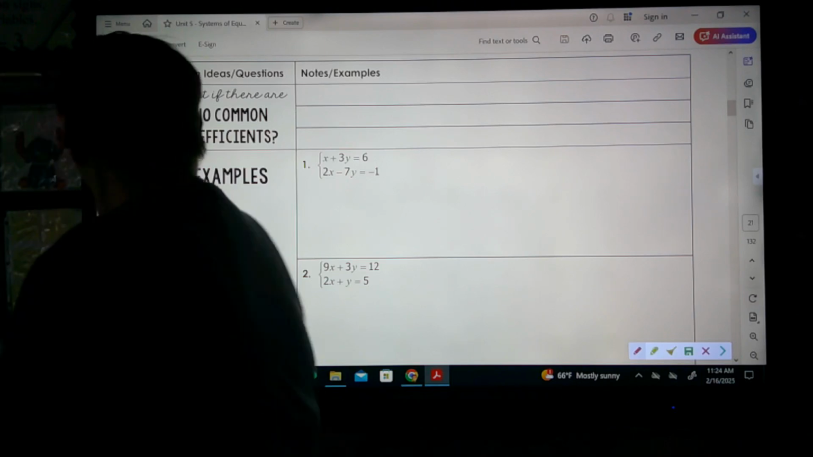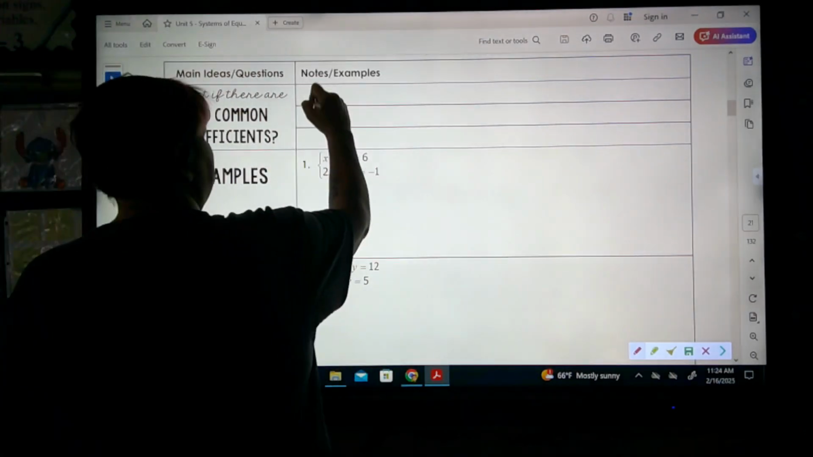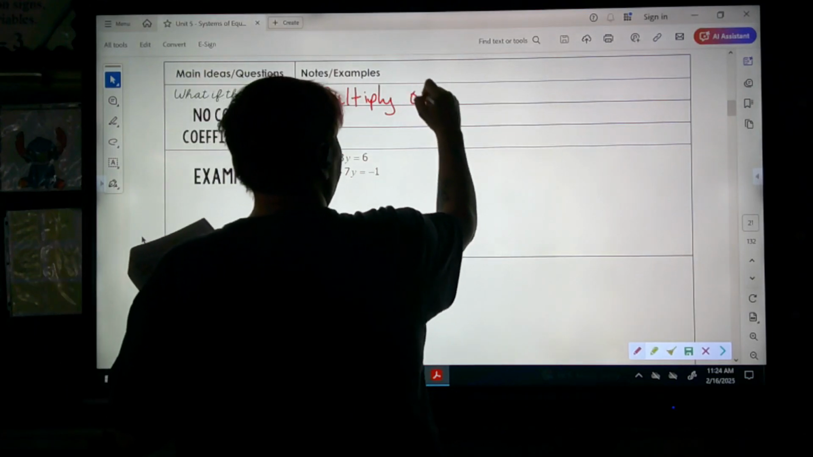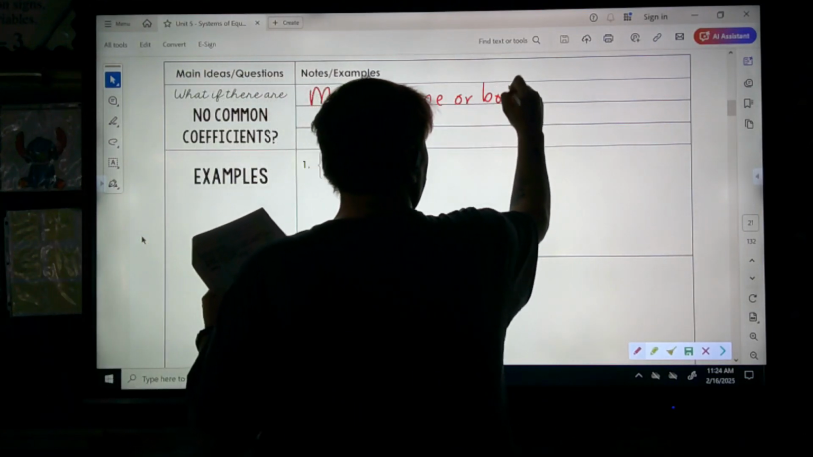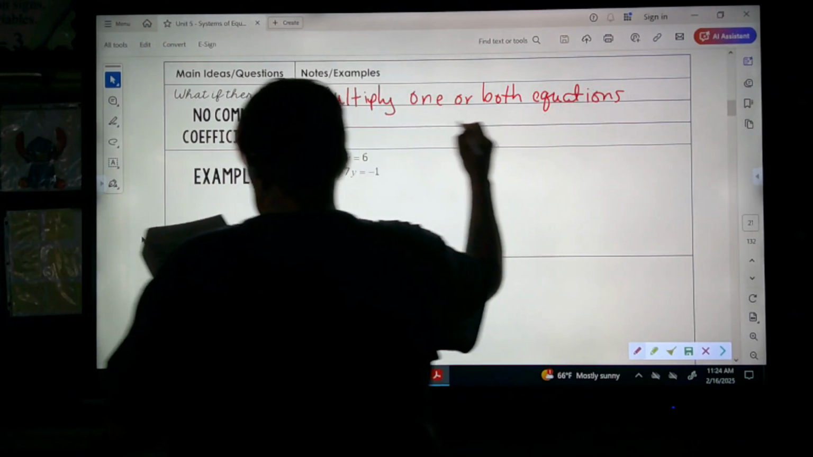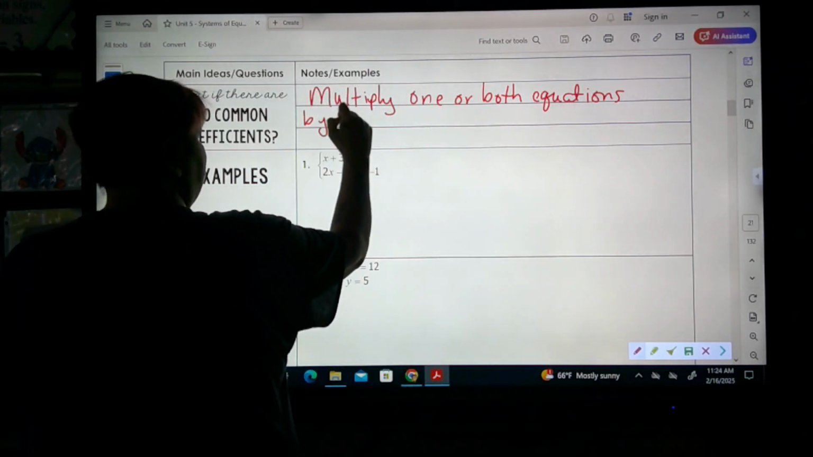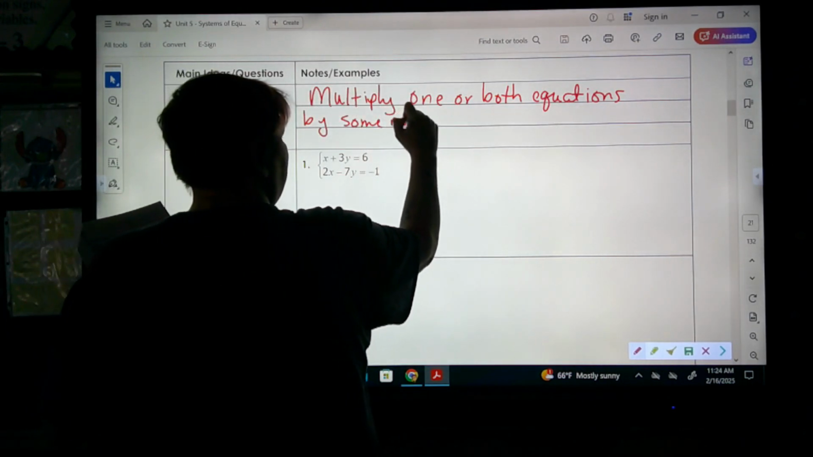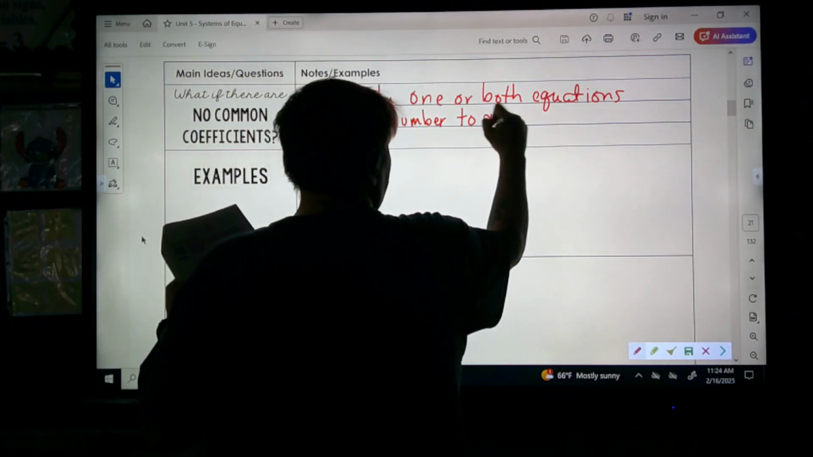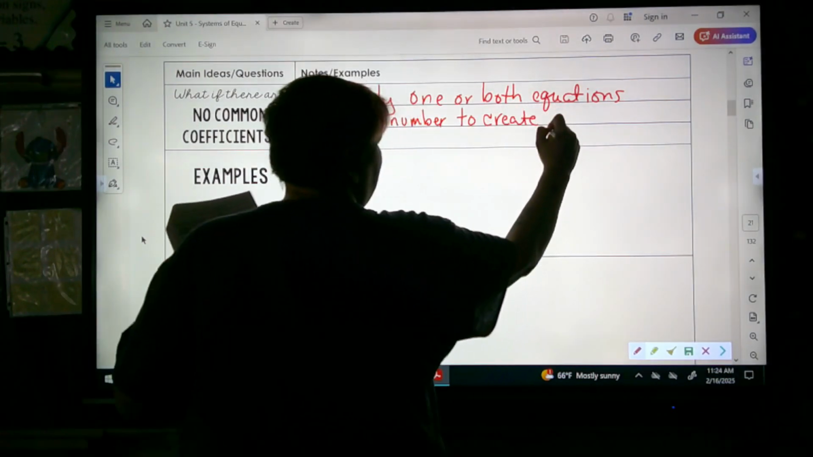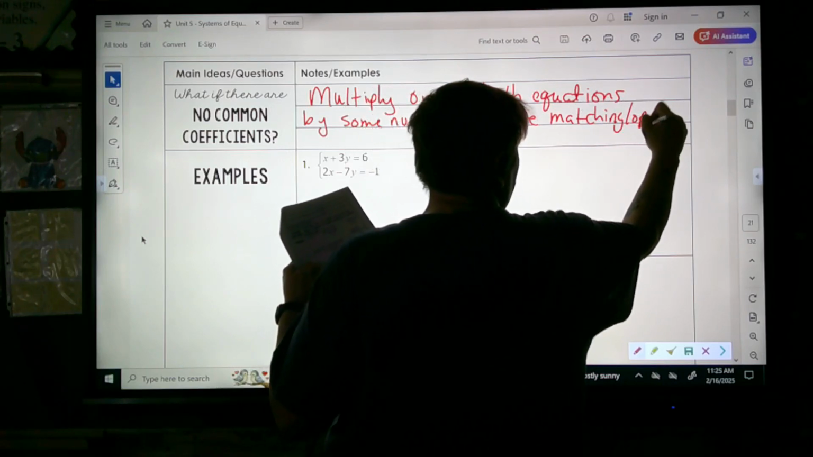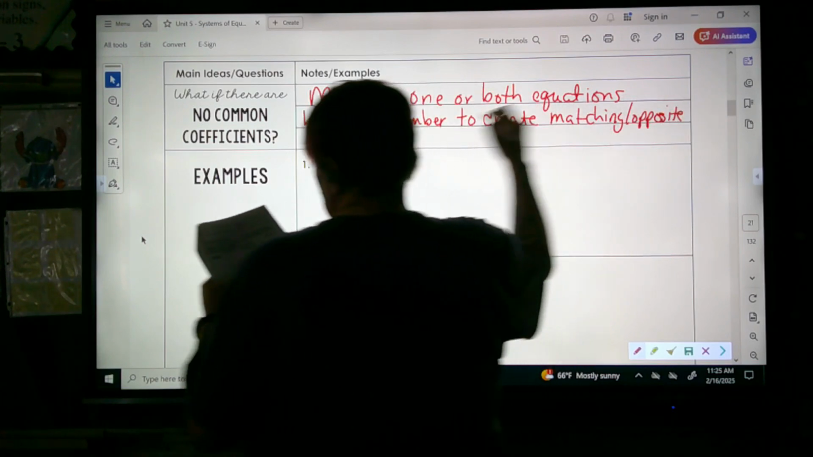Alright, so if there are no common coefficients, multiply one or both equations by some number to create matching opposite coefficients.